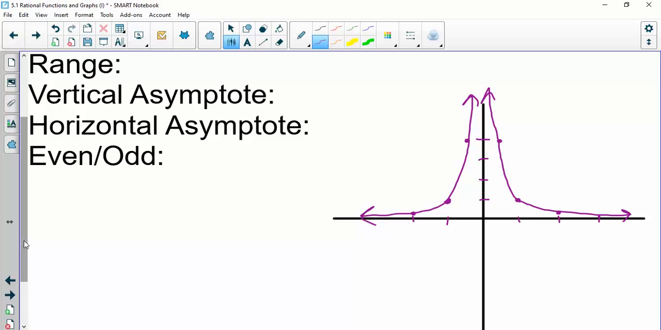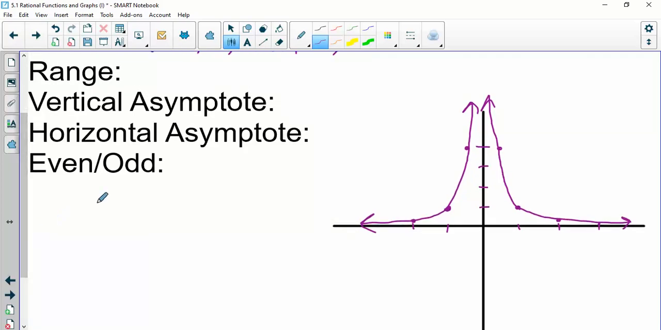So what range do we have here? Zero to positive infinity. We know no negatives, just 0 to infinity.